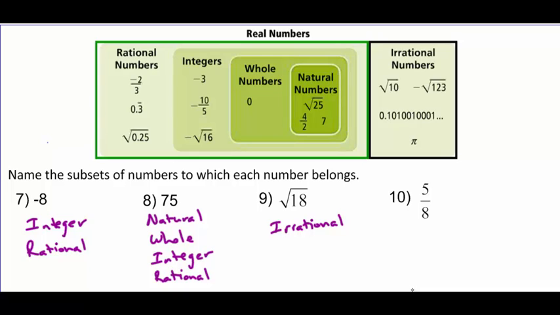Okay, again, why don't you pause the video, do number 10 on your own, and see how our answer compares. All right, you can see my work on number 10 now, and basically it's rational, and that's it. It's this group right here. 5/8 would fall into the same group as -2/3. Okay, and it doesn't fit any of these others because it's not an integer, and if it's not an integer, it can't be a whole or a natural number.